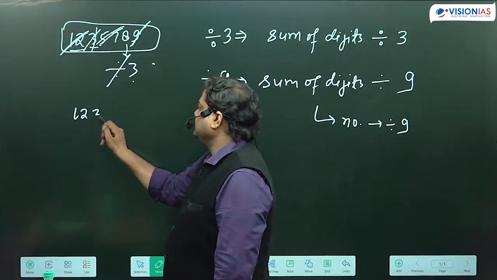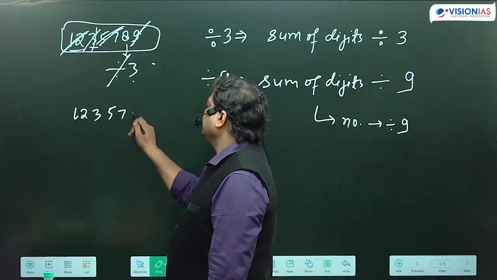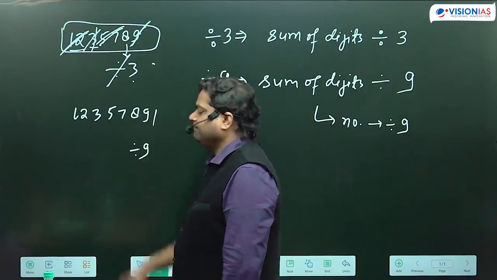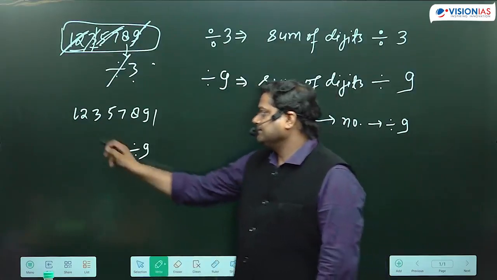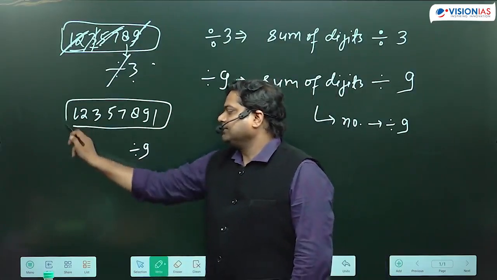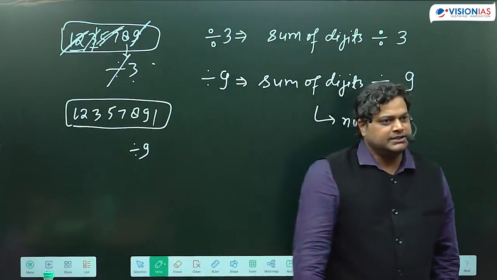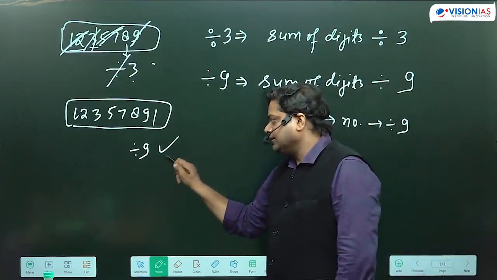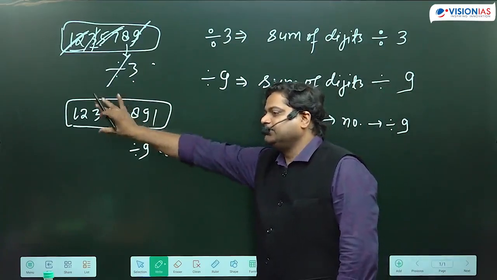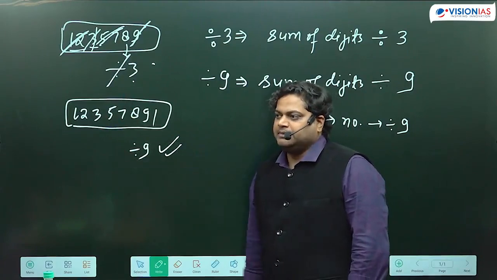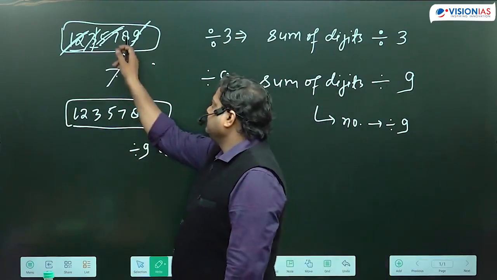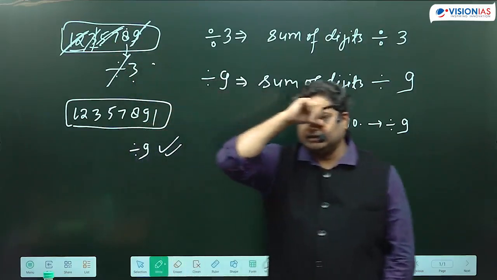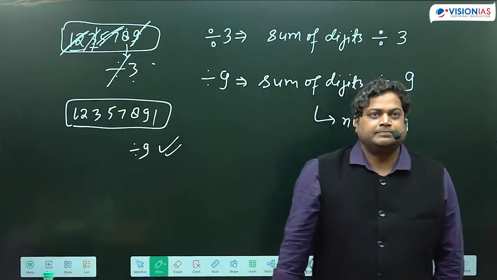1, 2, 3, 5, 7, 8, 9, 1. Is this number divisible by 9? We'll take the sum of the digits, divide by 9, and we'll see that it is happening. If yes, then we'll say that this number is completely divisible by 9. It is happening. Here we just did this: same number, we added 1 to the 8, 8 + 1 is 9. Okay.